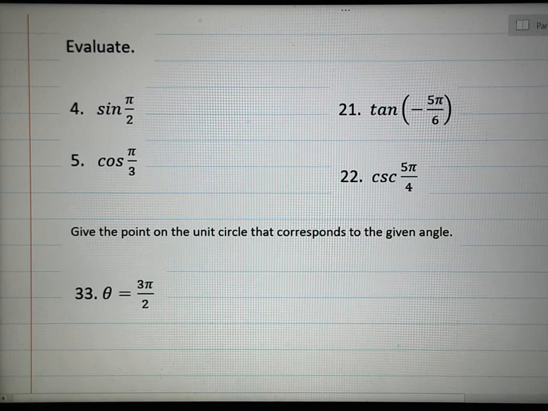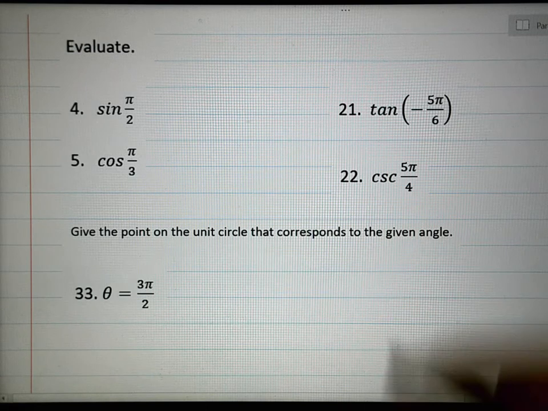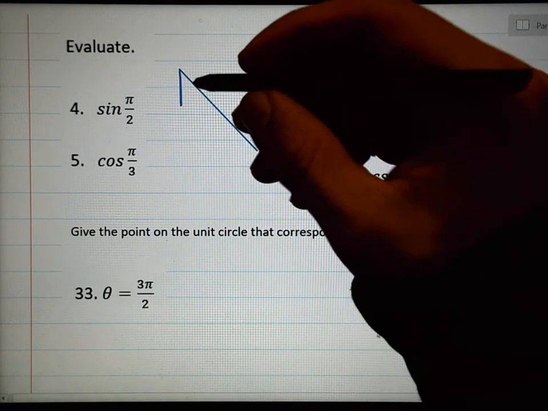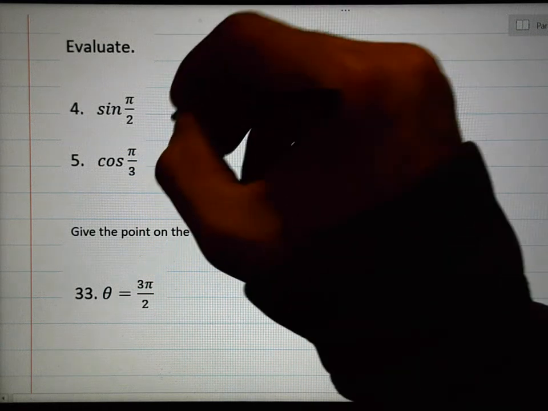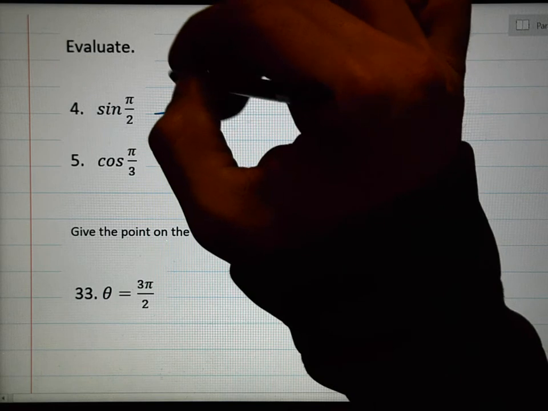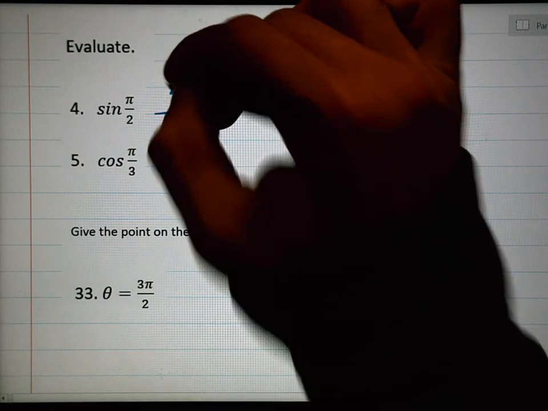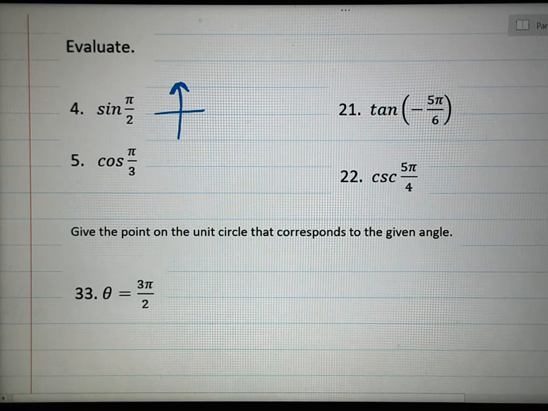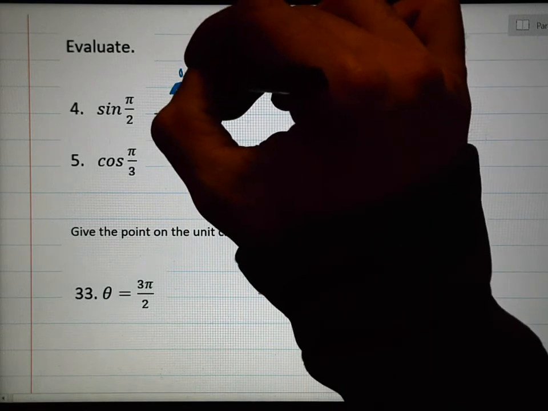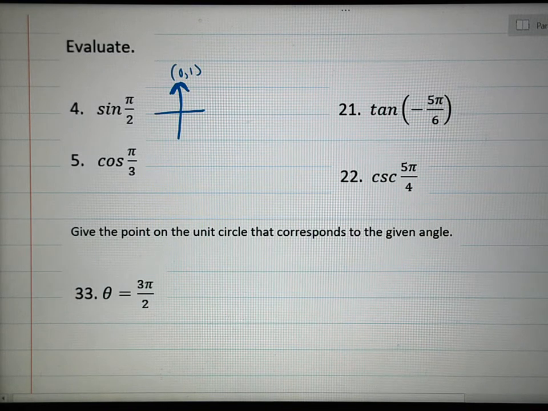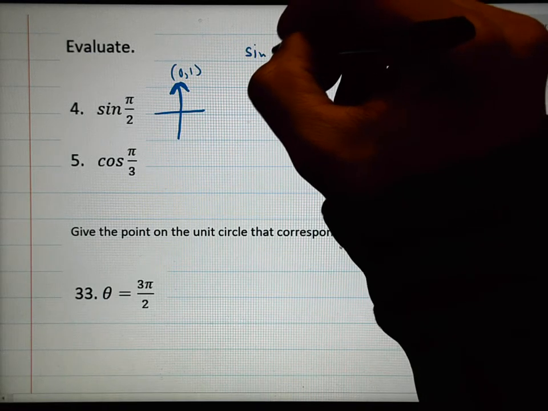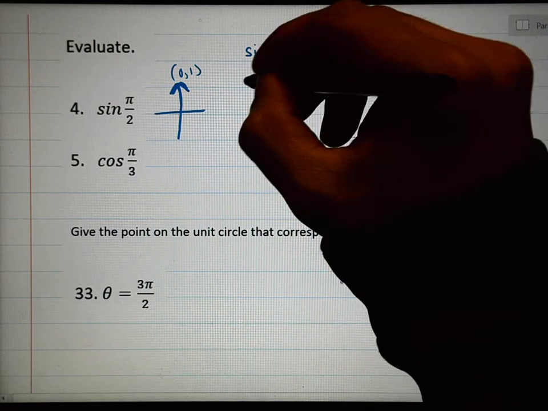Number 4. Feel free to do these in your packet if you like. What I do is I just simply think of my unit circle. Pi over 2, I know exactly where that is. That's half of pi radians. It's straight up. And I know on the unit circle that ordered pair is 0, 1. Sine is the y value. The way I remember that is I think of sire and I think of coaxer. I know that's a really weird thing to say because I don't think we wrote it down anywhere. But we did write this down a while ago.